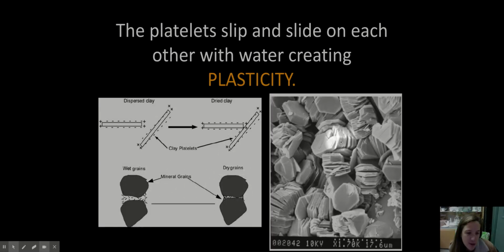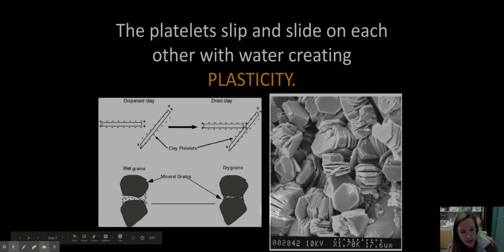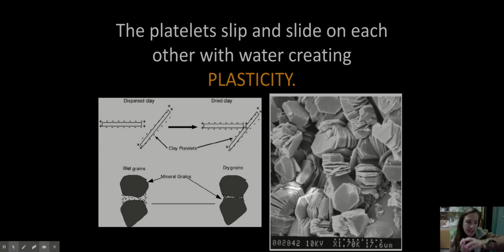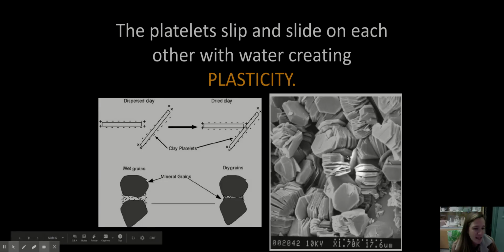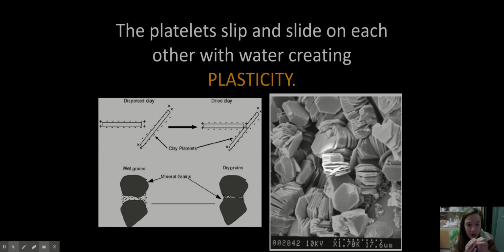But another thing that's interesting about clay, when you see it under the microscope in these kind of stacks, think of it like if you took a deck of cards out of the box and put them on the table and spread them all around, and how the deck of cards kind of slide on top of each other. You can picture that in your mind. That's what the clay platelets are doing at the microscopic, teeny tiny, itty bitty level.